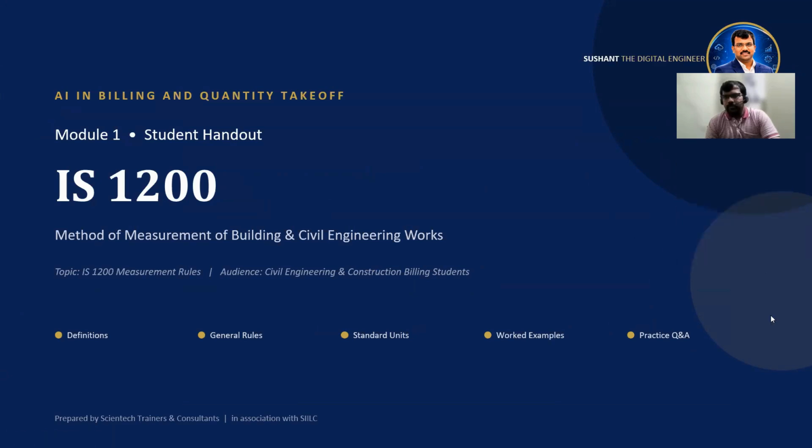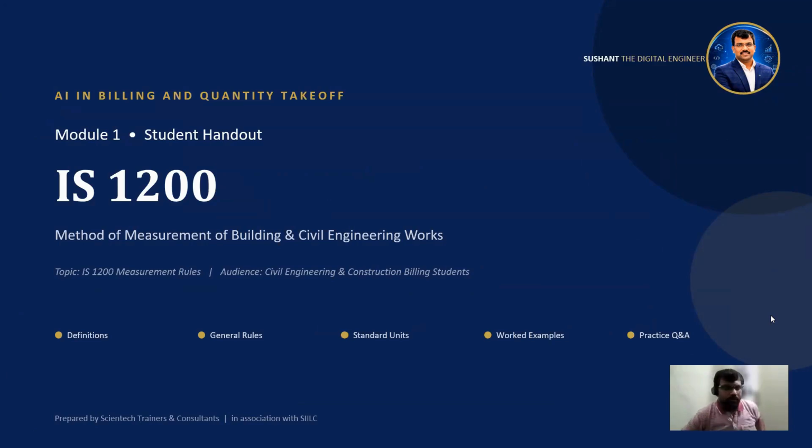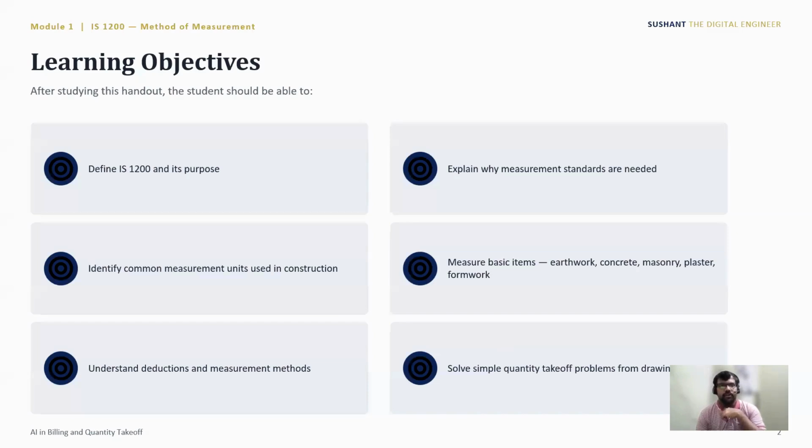Okay, guys. So today's session is about billing and quantity takeoff, module one. IS 1200 says methods of measurement of building and civil engineering work. So what are the IS 1200 measurement rules? We will cover definitions, general rules, standard units, a visual example and a practical Q&A session.